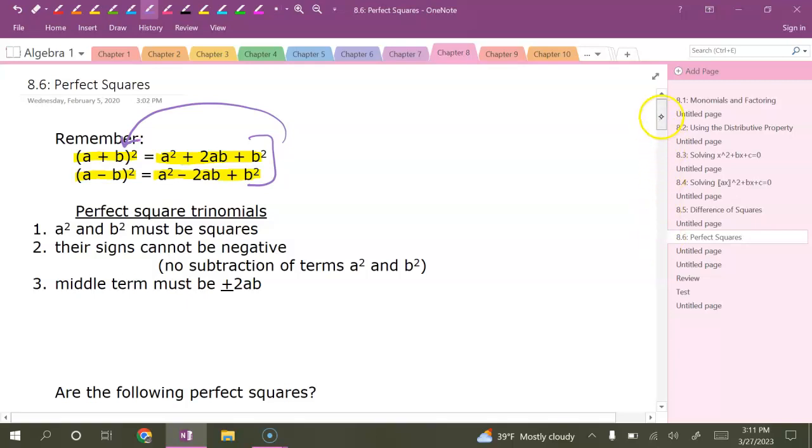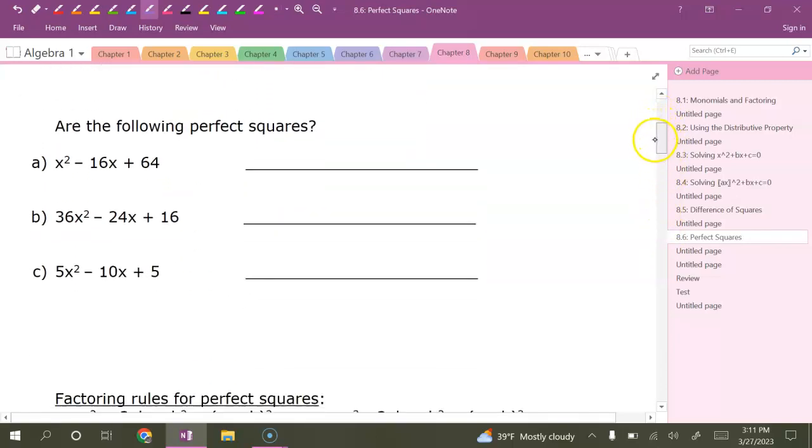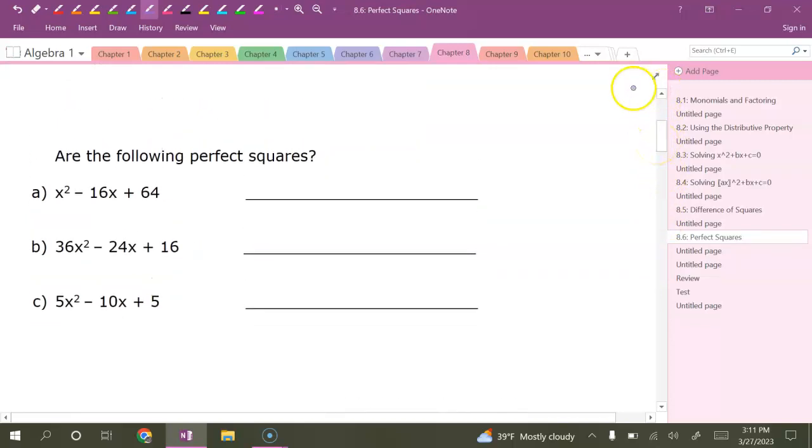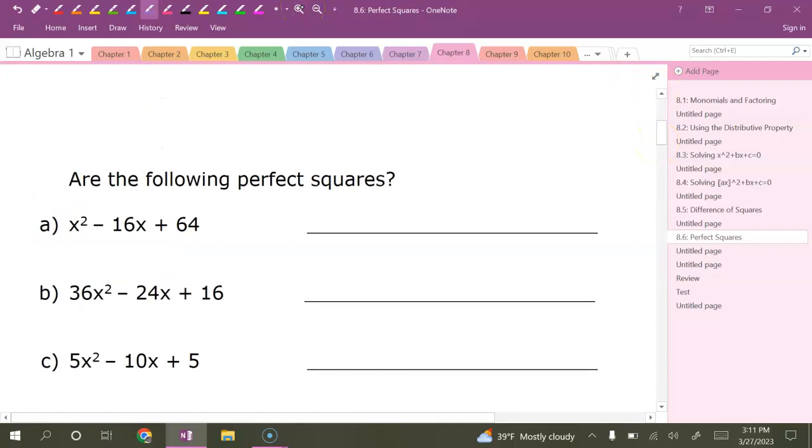So let's take a look at these examples here. I'm just going to run through my checklist. For this first one, my first check is, are the x squared and the 64 perfect squares? Am I able to square root them nicely? If you think about when we did that in the last section, I would break the x squared apart, and the square root of 64 would be 8. So the answer to number one is yes, they are.